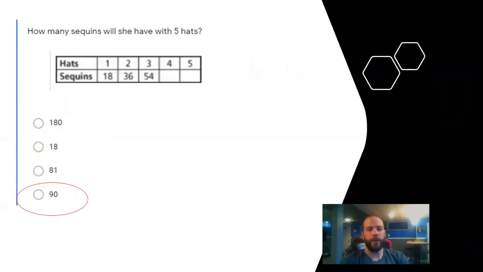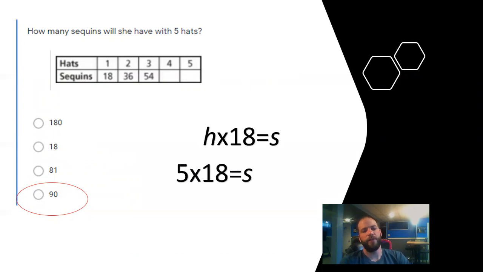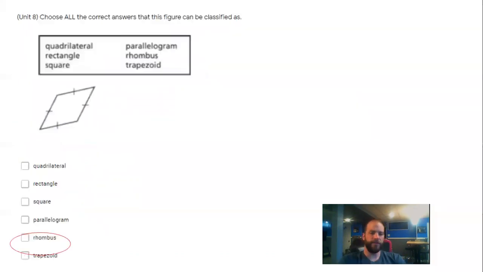How many sequins will she have with 5 hats? Well, what's the relationship between hats and sequins? 1 to 18, 2 to 36, 3 to 54. Whatever the hats are, you multiply by 18 and that equals sequins. That's true for 1, 2, and 3. Therefore, if we multiply 5 hats by 18 sequins, we should get our answer. And we do. The answer is 90.